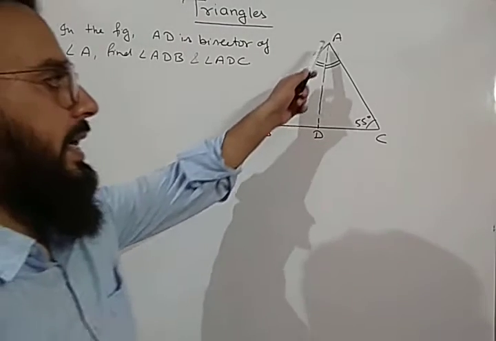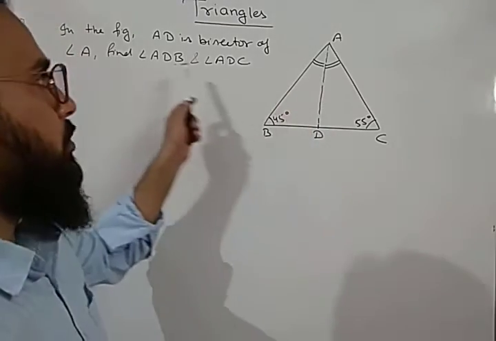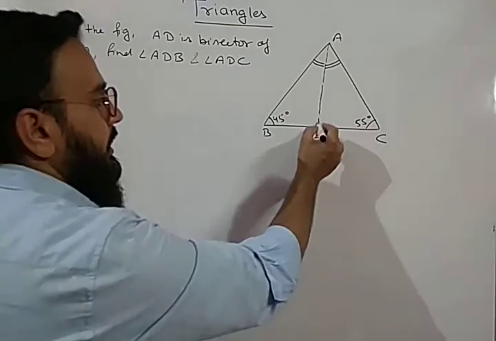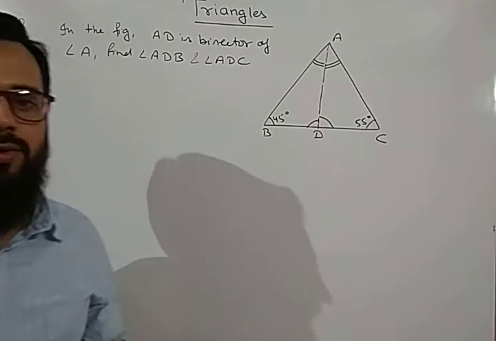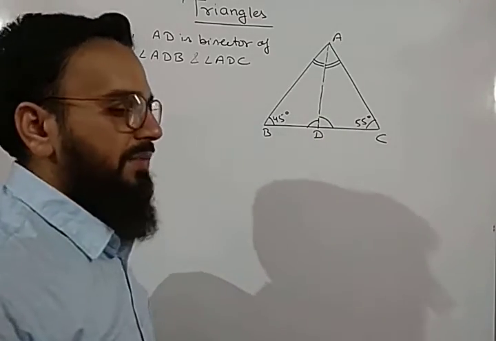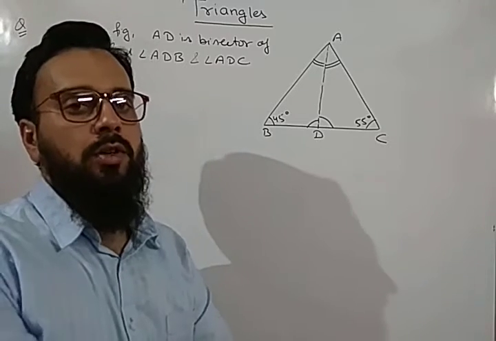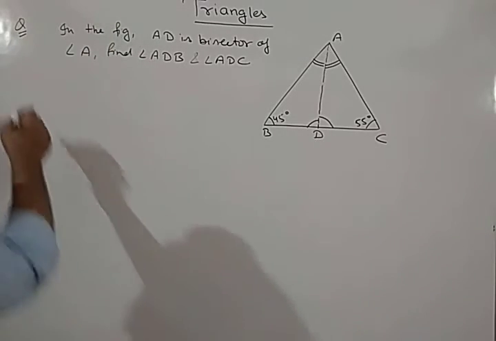We are given AD is the bisector of angle A. We have to find angle ADB and angle ADC. These two angles we have to find out. So it is a very simple question. We have to use just the angle sum property of the triangle. You can solve it.